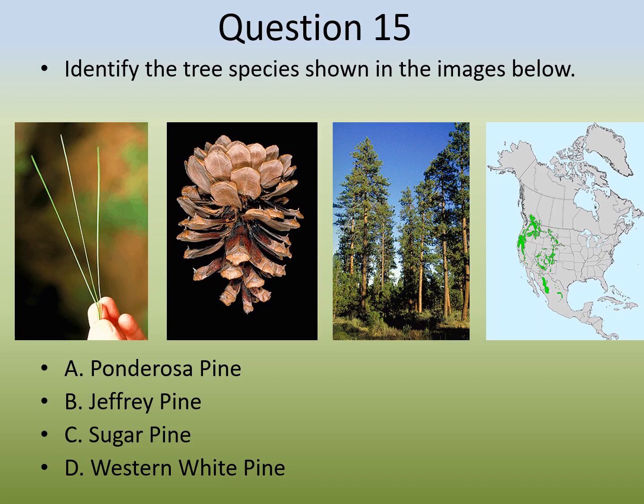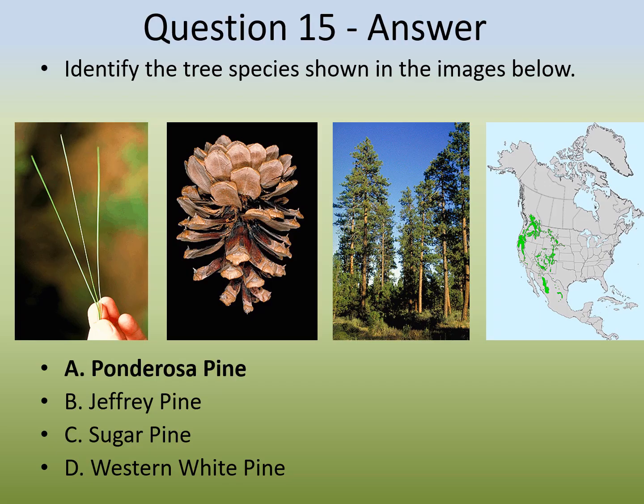Question 15. Another pine species with needles in fascicles of 3, an armed cone, and a range in the Rocky Mountains. Is it A, ponderosa pine, B, Jeffrey pine, C, sugar pine, or D, western white pine? The answer is A, ponderosa pine.